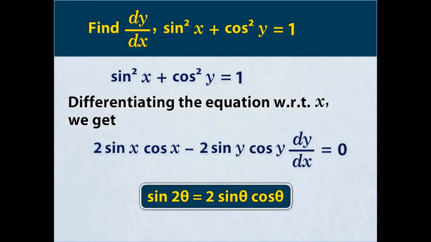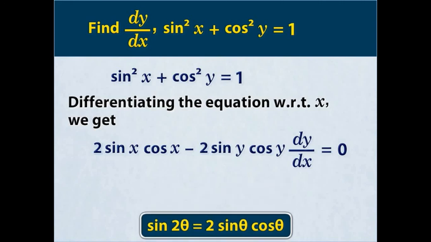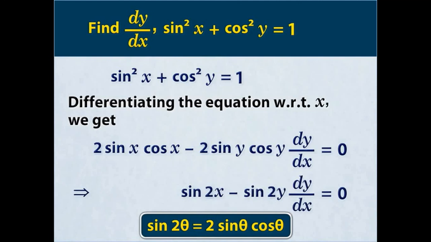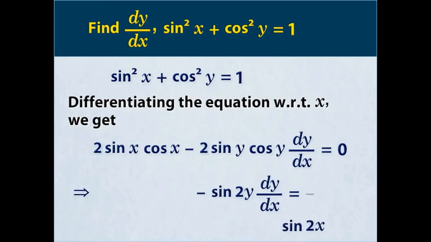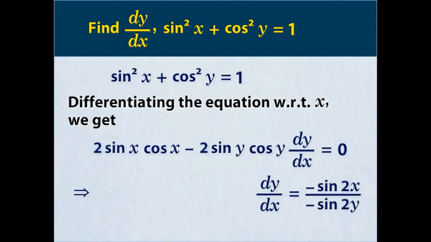Recall that sine 2 theta equals 2 sine theta times cosine theta. Use this identity to change the equation into sine 2x minus sine 2y times dy by dx equals 0. Solving the equation for dy by dx, we get dy by dx equals sine 2x upon sine 2y. Similarly, we can differentiate other implicit functions.